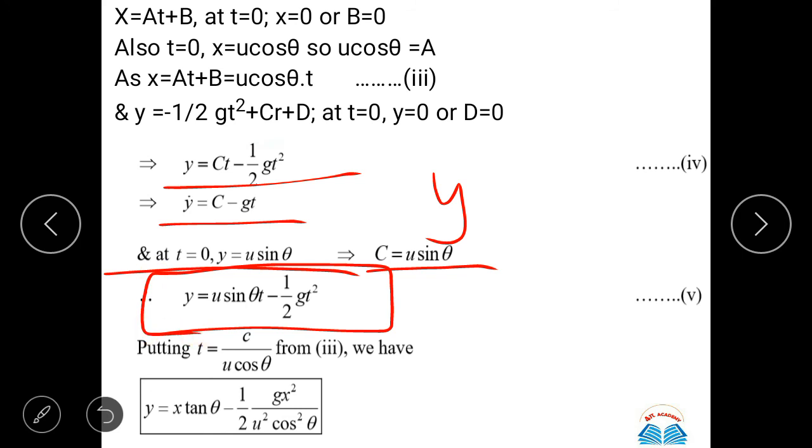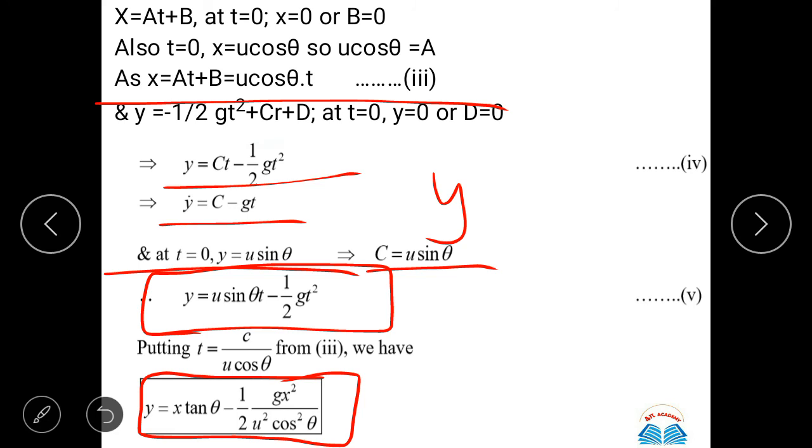And from the third equation, you will put t equals x upon u cos theta. So when you put this, you get y equals x tan theta minus half g x square upon u square cos square theta. This is the equation which you will be using from 11th standard for the motion of any projectile.